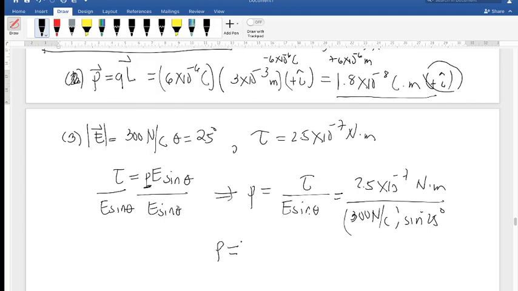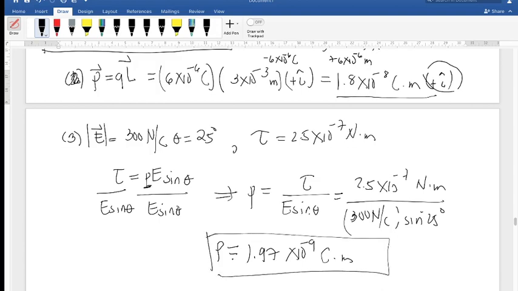So that is equal to 1.97 times 10 to the negative 9 coulomb times meter. So this is the magnitude of the dipole moment. Okay, so that's all about electric dipole.